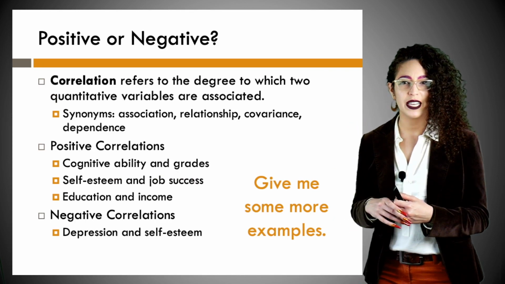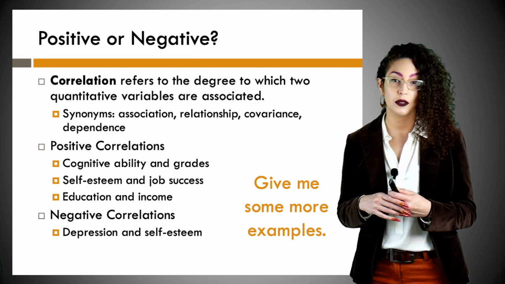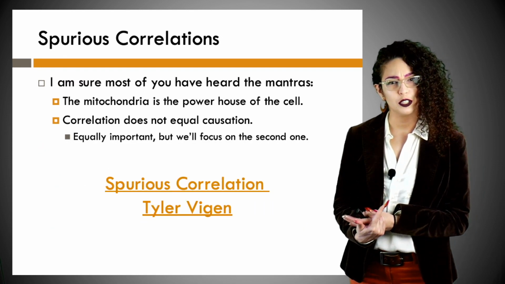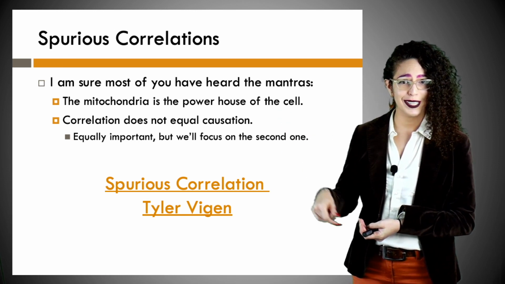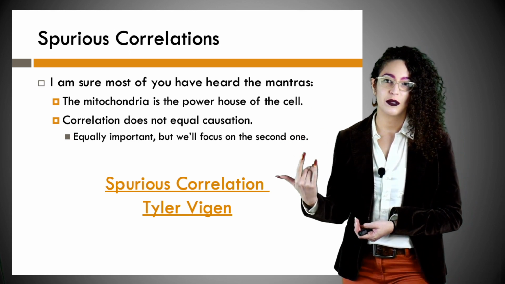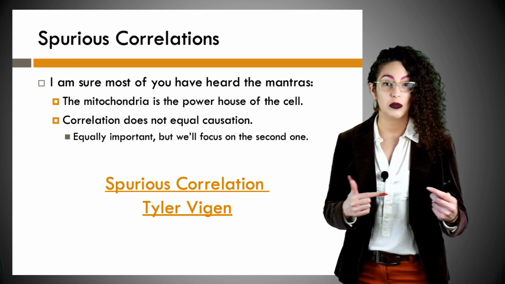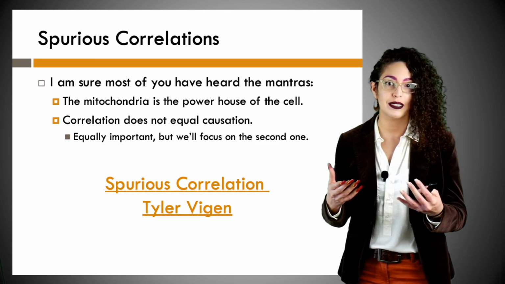Give me a few more examples of positive and negative correlations. I'm curious, what kind of things do you think are associated positively or negatively? Now I'm sure you've heard these two mantras before at some point. The mitochondria is the powerhouse of the cell, which, save that for biology. It's good stuff though. And of course, correlation does not equal causation for the reasons I just mentioned: we don't know which one is causing which, and there could be other things involved that we're just not measuring that are actually causing it.